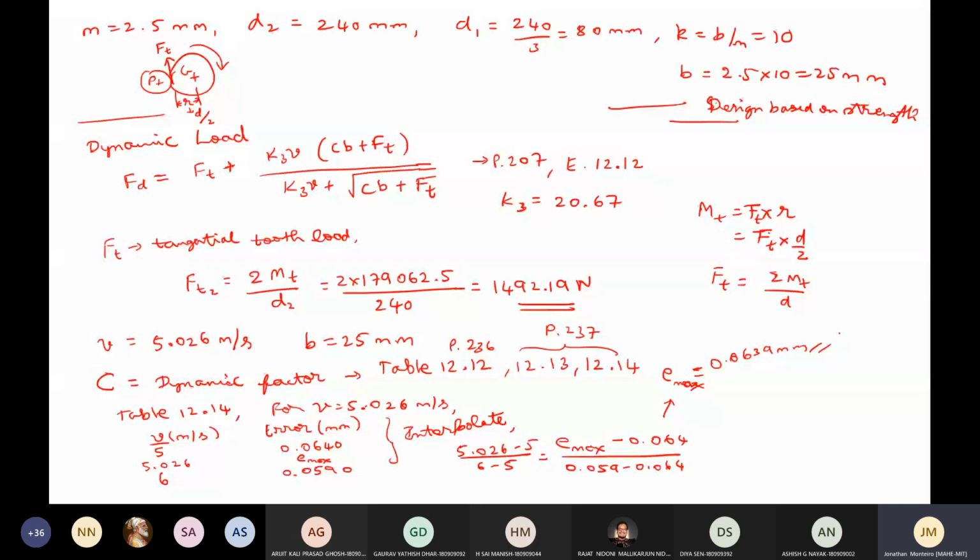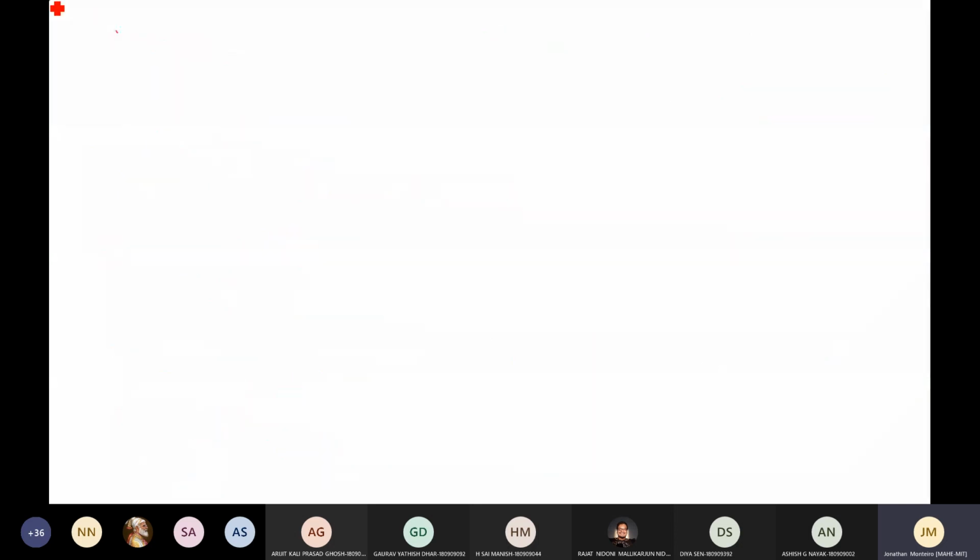Okay, now coming to this one, Emax is 0.0639. Let us go back to table 12.13. Now we'll compare this. In 12.13, we'll select class 1. Remember, in 12.13 there are 3 classes.